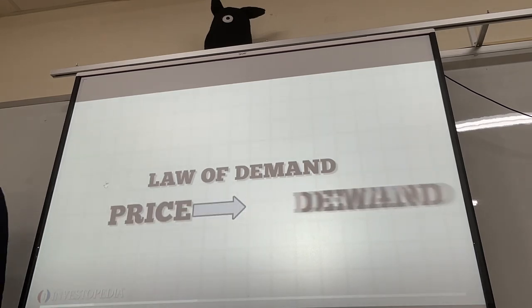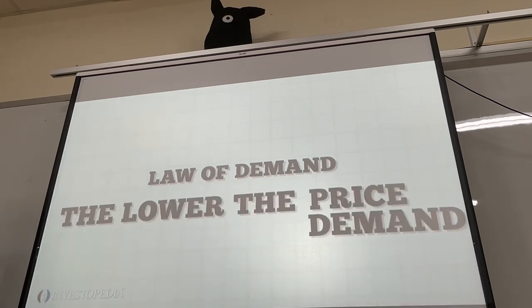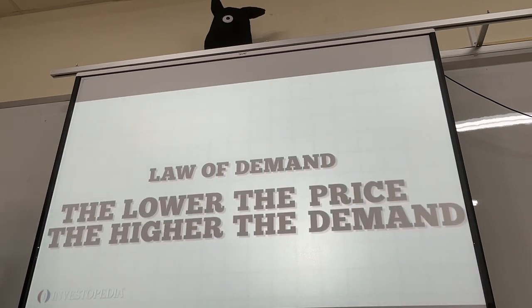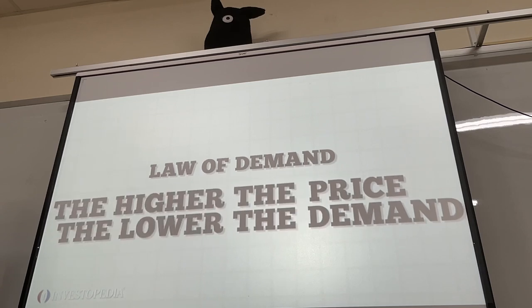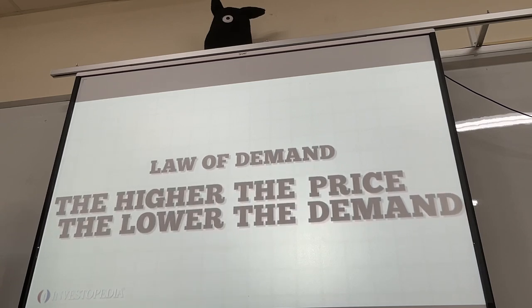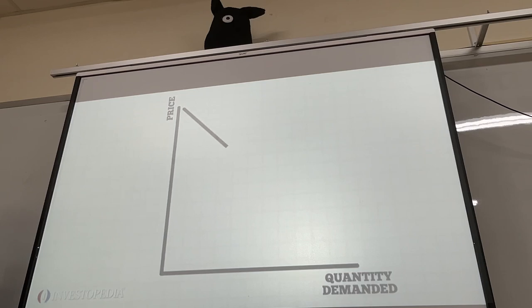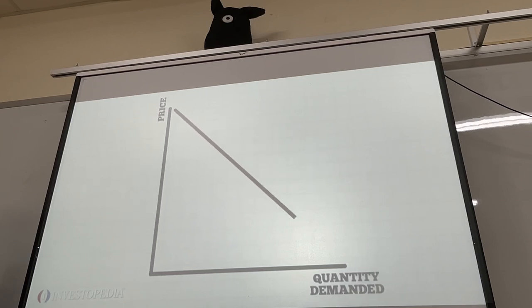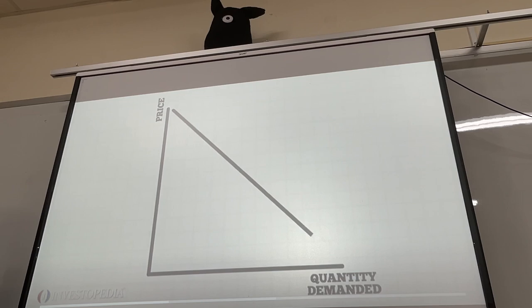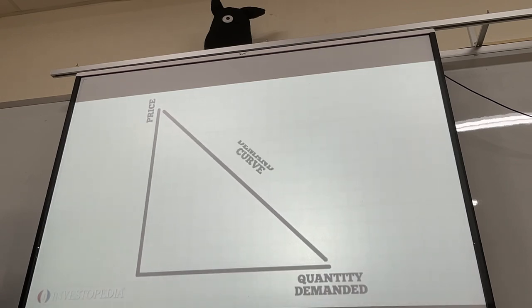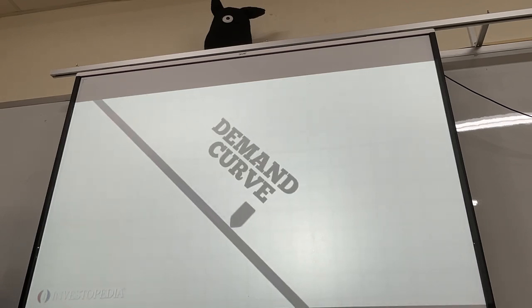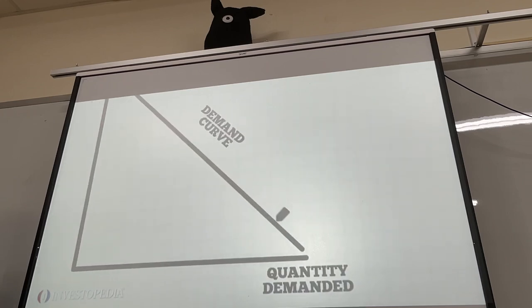All other things remaining constant, the lower the price of a good or service, the higher the demand. Conversely, the higher the price, the lower the demand. If you were to graph this relationship, with the quantity demanded on the x-axis and the price on the y-axis, the relationship between price and demand would be a downward sloping curve. Remember, always downward. How many you're going to buy? Left to right. This line is referred to as a demand curve. It shows demand expanding or demand contracting.